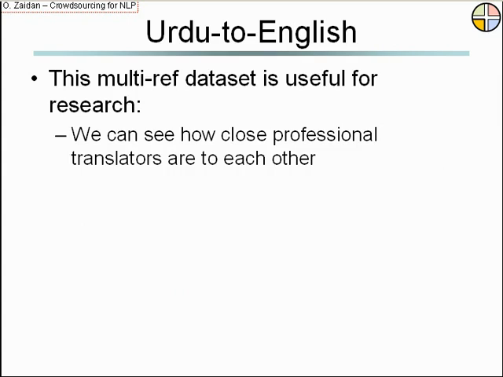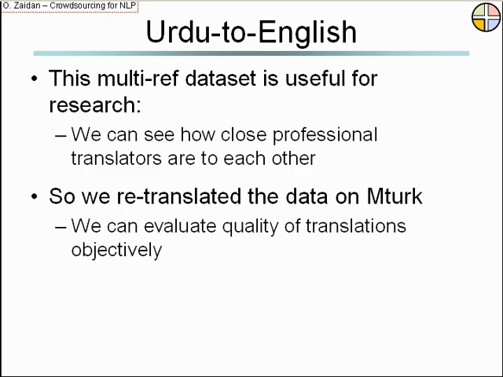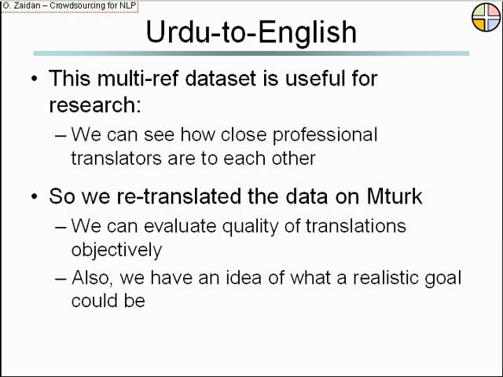Okay, so what we did is we took this NIST data set and we retranslated it on Mechanical Turk. This allows us to evaluate the quality of the translations we get back in an objective manner. And we also have an idea of what a realistic goal could be. By comparing the different professional translators to each other, that gives us a realistic goal to aim for in terms of the quality we get by crowdsourcing.